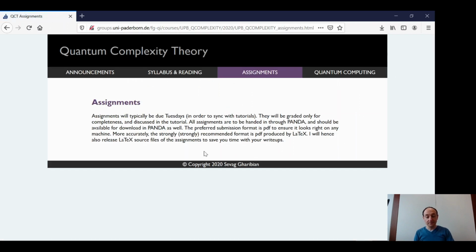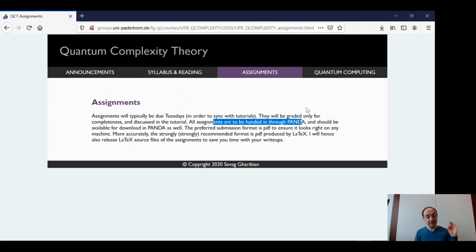Okay, assignments. Assignments will typically be due on Tuesdays, which are tutorial day. Remember, that's live, so typically I'll expect the assignments to be due right before the tutorial starts. The idea is that we can then review the assignment solutions together in the tutorial. All assignments will be handed in through Panda, and I'll distribute your grades through Panda, of course. But again, remember the grades are only in terms of the semester-end bonus.